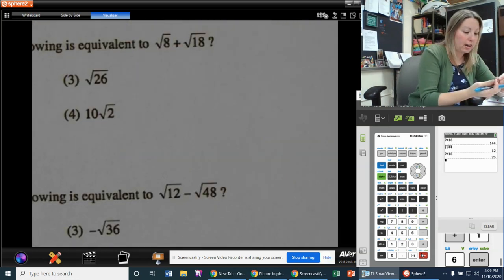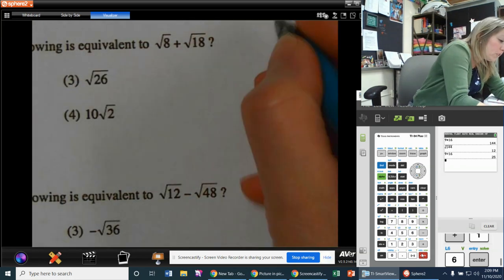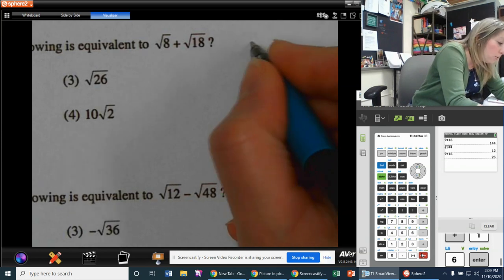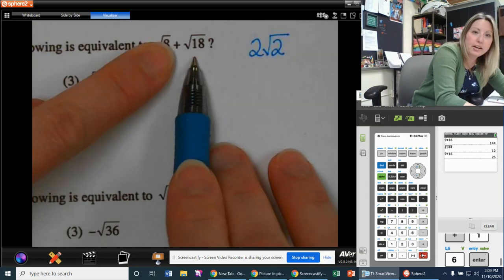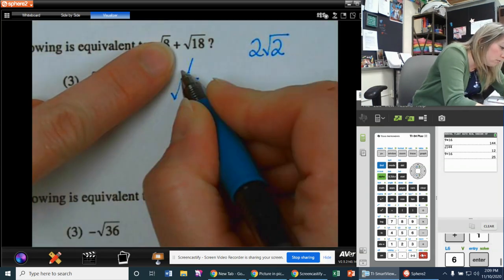Exercise 6. Radical 8, we've actually already simplified up here. But it's radical 4, radical 2, right? And what's the square root of 4? 2. So 2 radical 2. And then 18 we haven't done yet today. So perfect square and leftover.